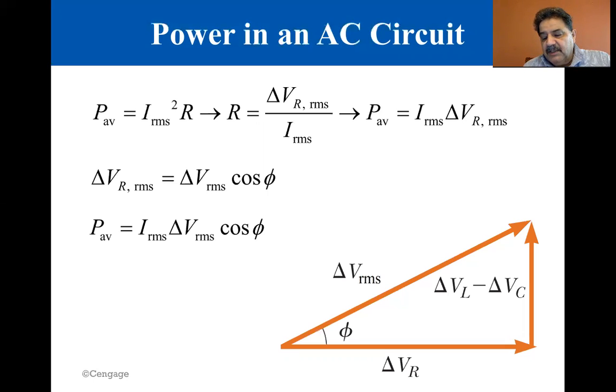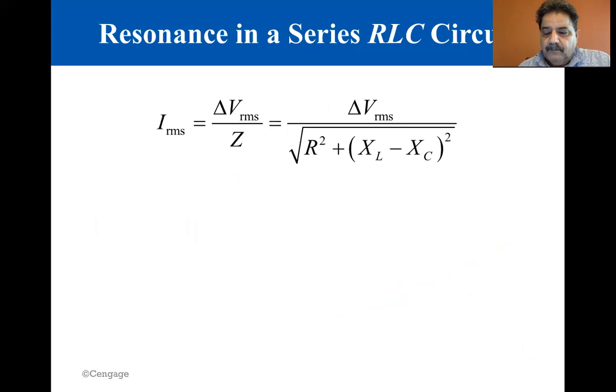The next section we will discuss is section 21.6, resonance in the series RLC circuit. In general, the RMS current in a series RLC circuit can be written as shown. I RMS equals V RMS over the impedance, and that's equal to V RMS divided by the square root of R squared plus quantity X sub L minus X sub C, squared.